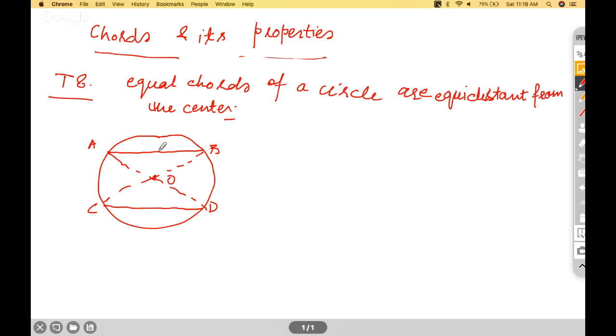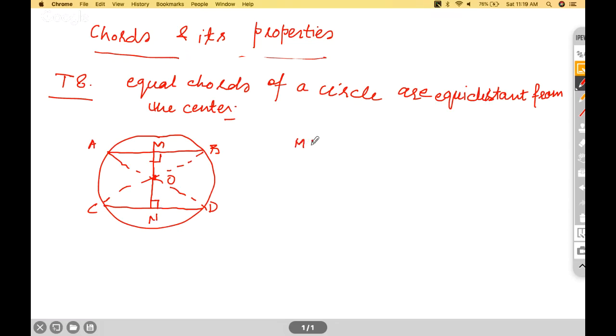Fine. Now, what I need to do is that if I want to find out the distance of this chord from the center, the distance is decided by the perpendicular drawn from a point to the chord. So I'm drawing a perpendicular from here, and suppose this is M, this is N.